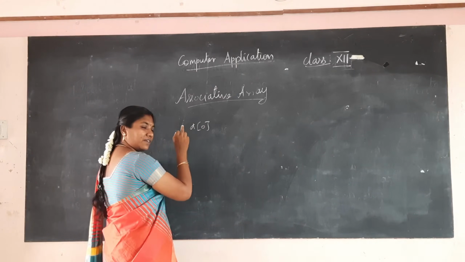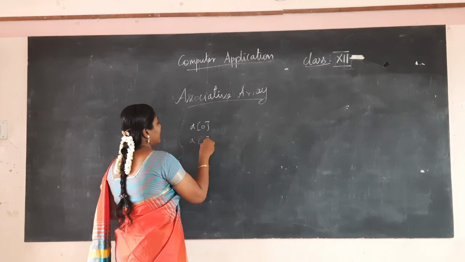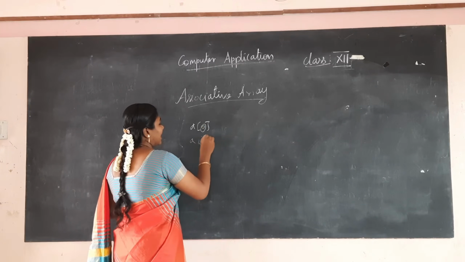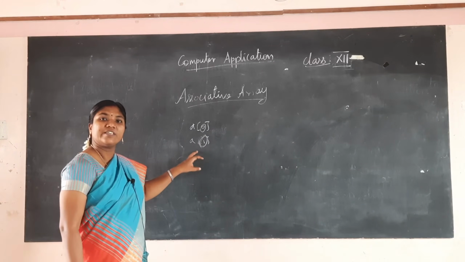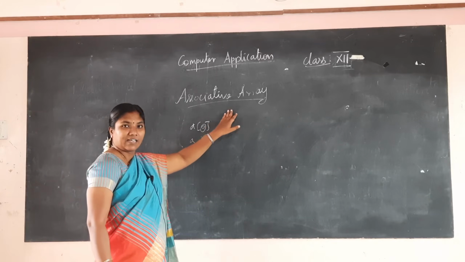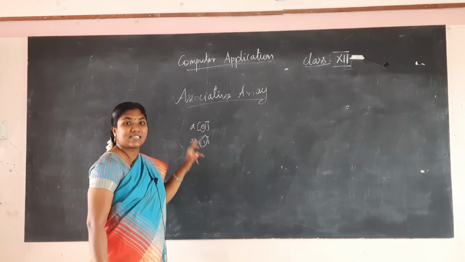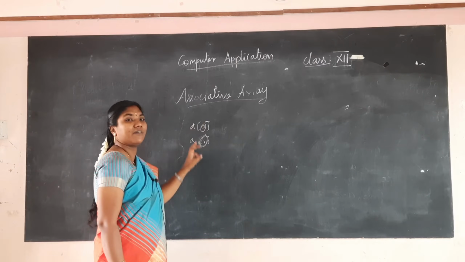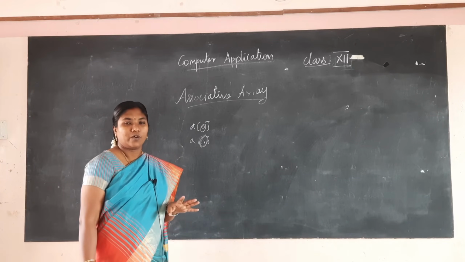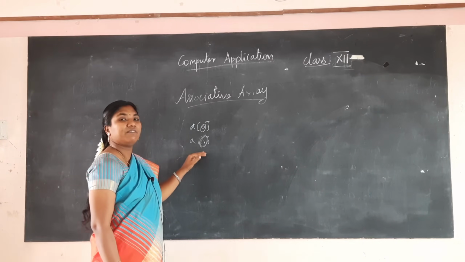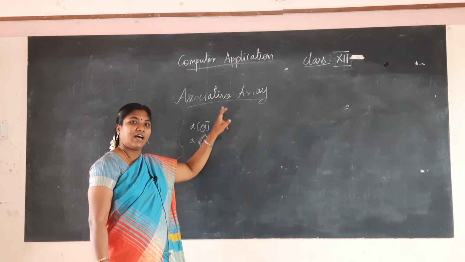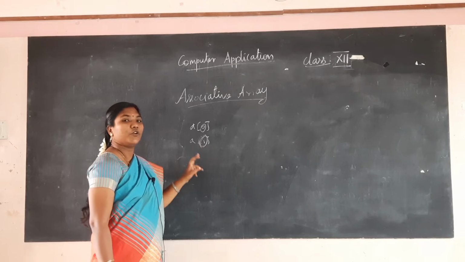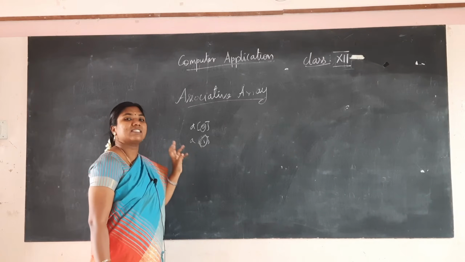The index starts with 0, a of 0, a of 1, and these index values are numeric. In an associative array the index value is a string. That is the only difference. For that purpose we use the associative array: instead of a numeric index we have a string index.